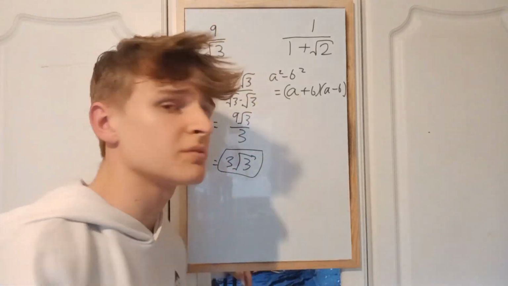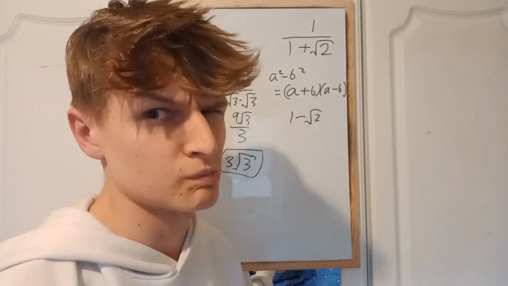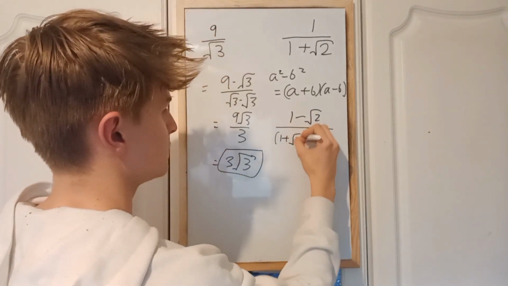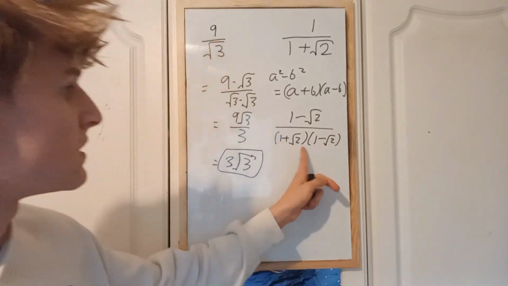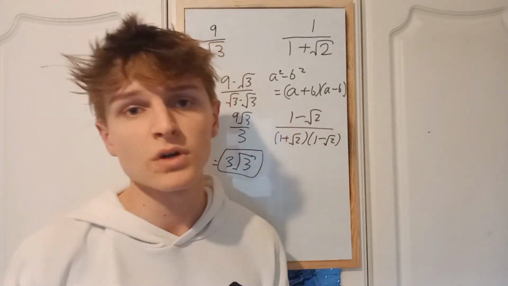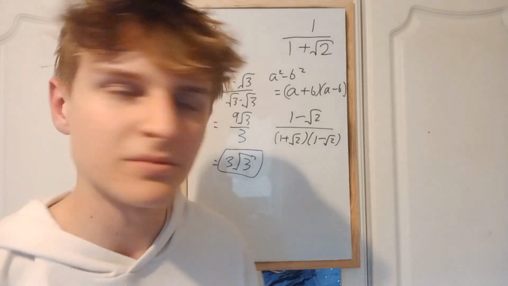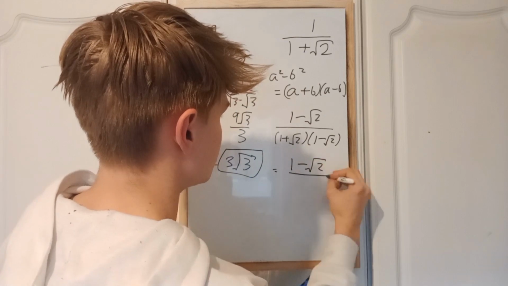Let's multiply the top and bottom by 1 minus the square root of 2. So we're going to get 1 minus root 2 on top, because 1 times 1 minus root 2 is just 1 minus root 2, and then over 1 plus root 2 times 1 minus root 2. Now, using our identity, this is the same thing as 1 squared minus root 2 squared, which is 1 minus 2, which is negative 1. So that equals 1 minus root 2 over negative 1.